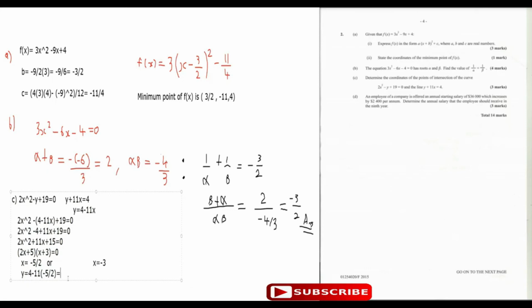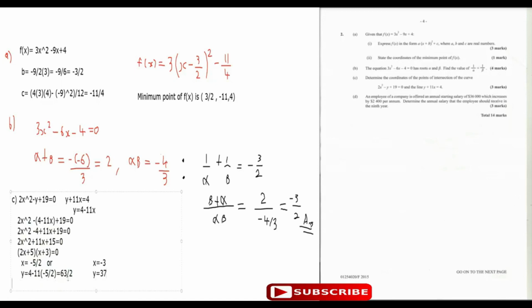4 minus 11 times negative 5 over 2. I'm getting 63 over 2. And when x is negative 3, we plug in right here, we're going to get y is equal to, plug in negative 3 for x, and so we get 4 minus 11 times negative 3. So I'm getting 37.